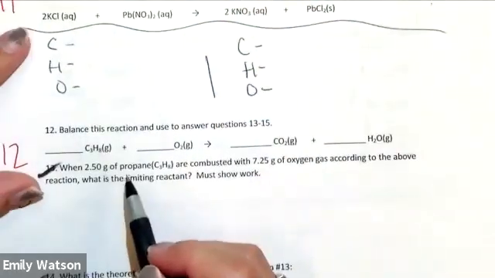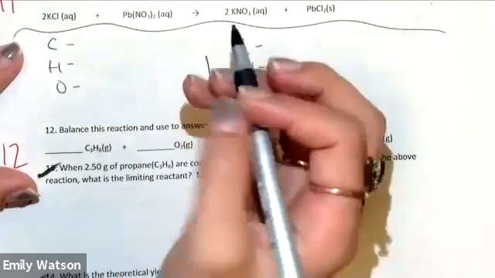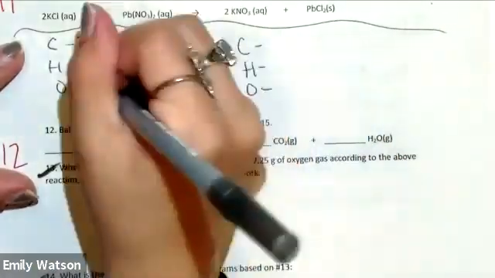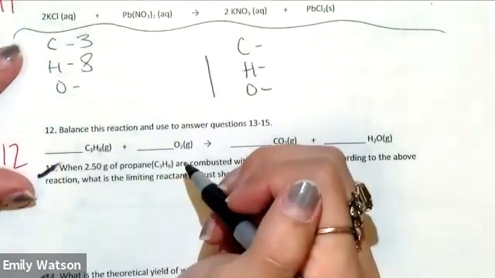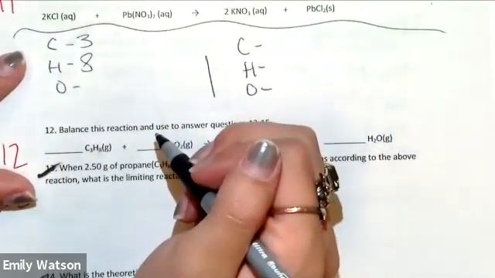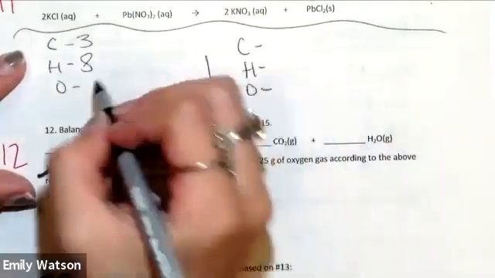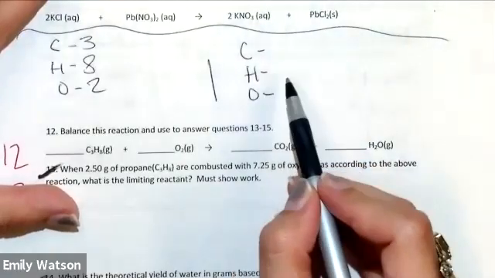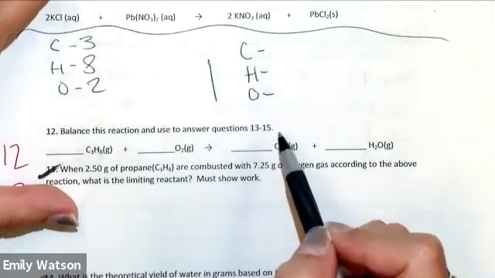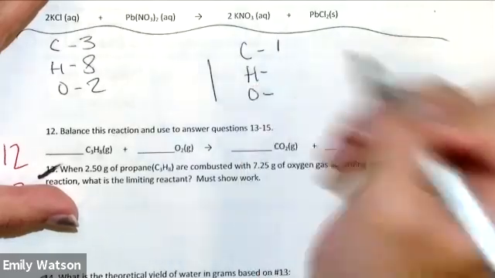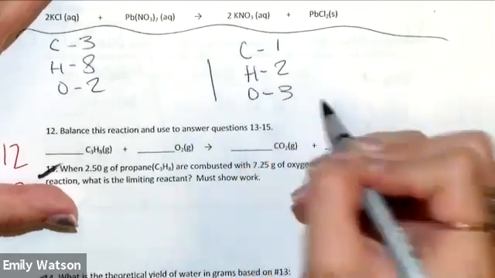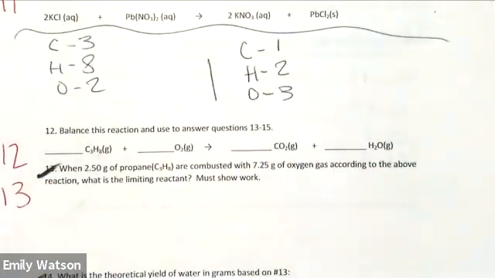How many carbons do we have on the reactant side? Hydrogens and oxygen. Yes, sorry, I started looking up here. And on the product side? 1 carbon, how many hydrogens? How many oxygens? 3. Okay. They all need to be fixed.